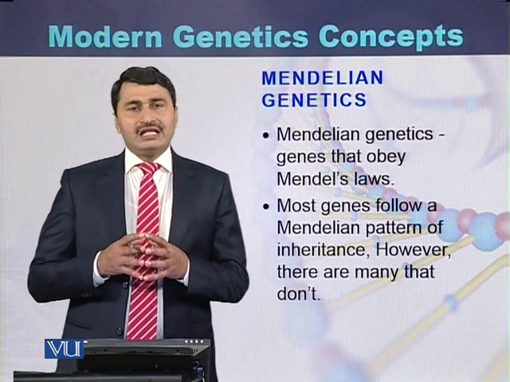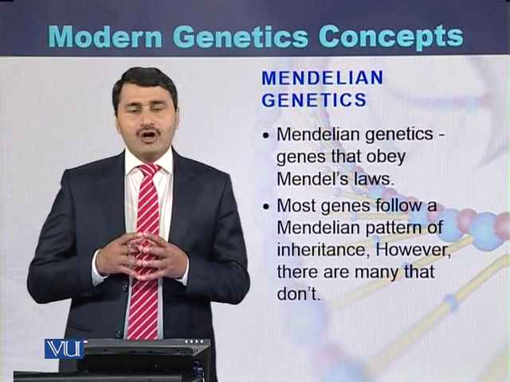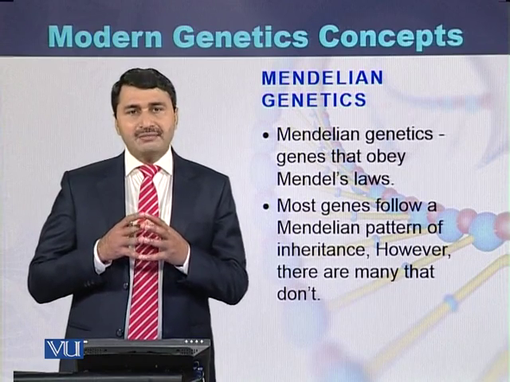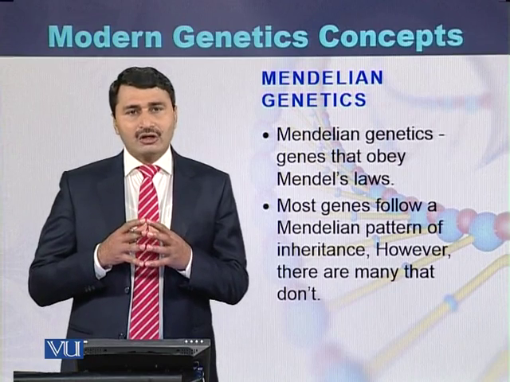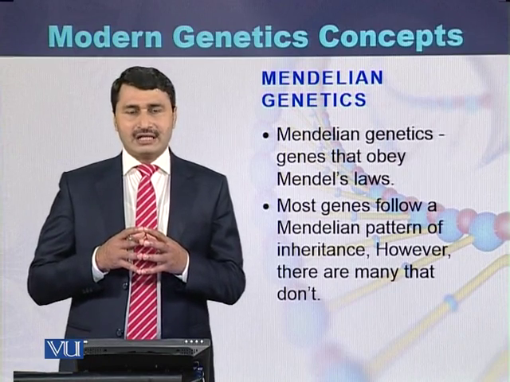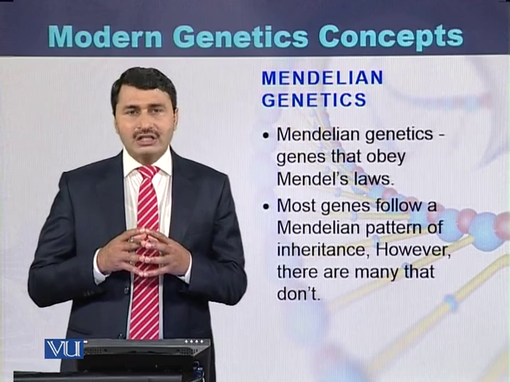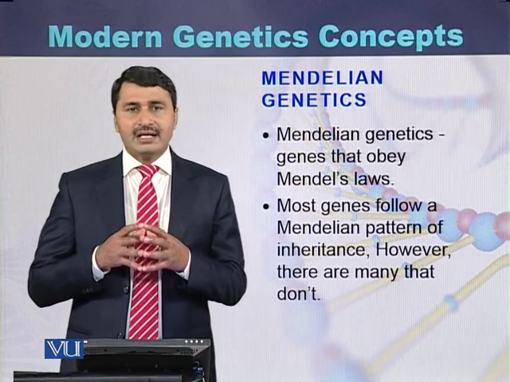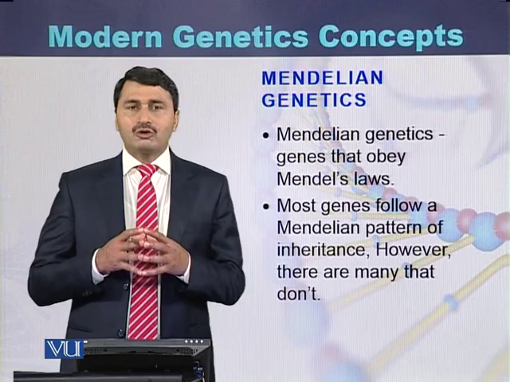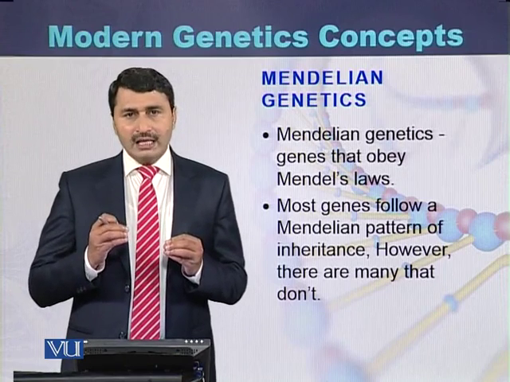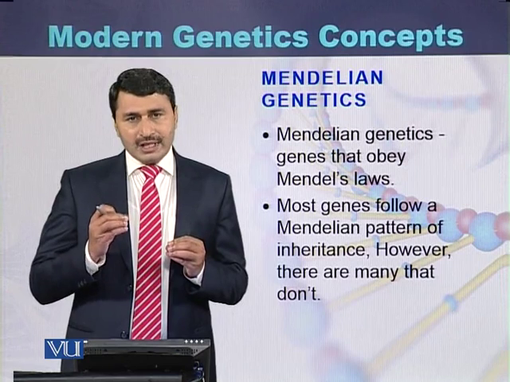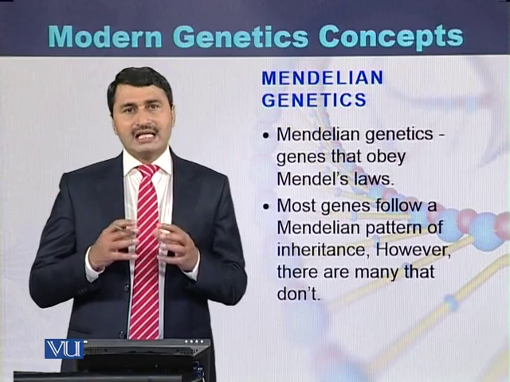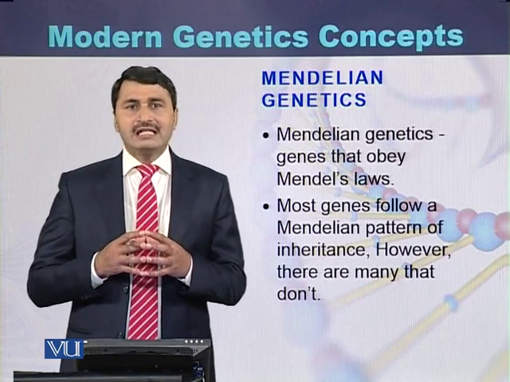Mendelian and non-Mendelian genetics. Mendelian genetics is all the laws which were formulated by Gregor Mendel. Those laws are called Mendelian genetics. Gregor Mendel formulated the law of dominance, the law of segregation, and the law of independent assortment. All those genes which obey the law of independent assortment and the law of segregation, such genetics is called Mendelian genetics.